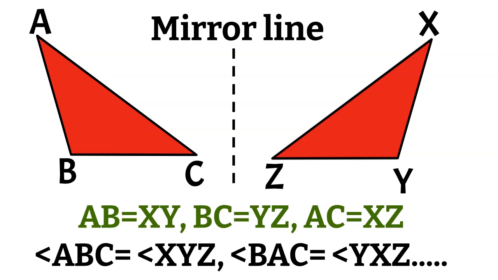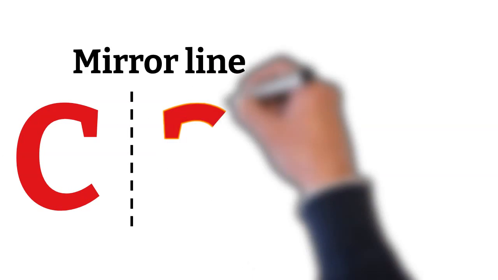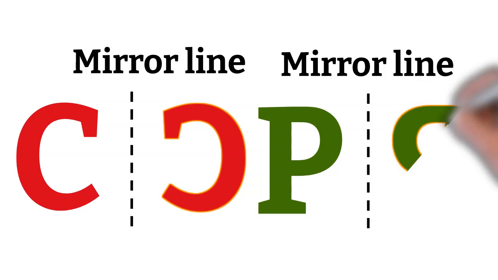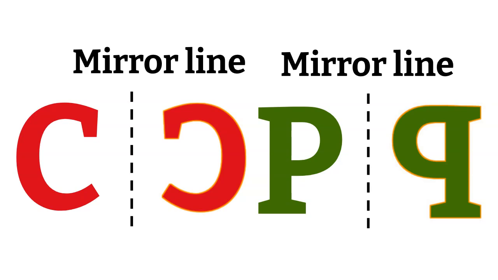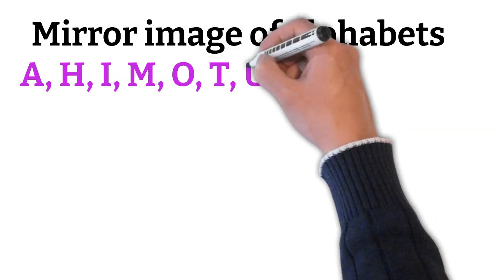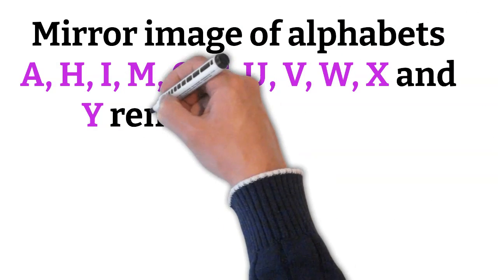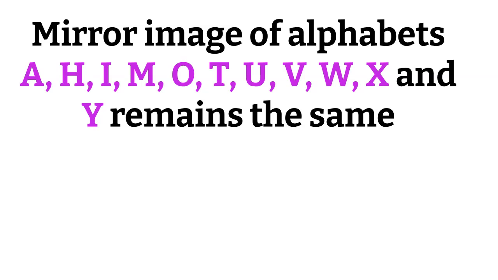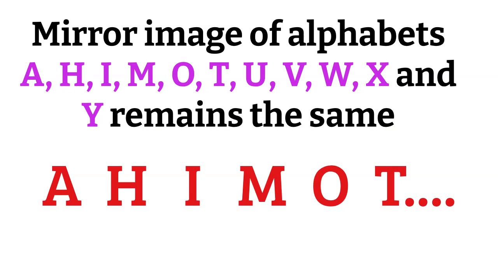However, the orientation or arrangement is opposite to that of the original one. That means the left side of a shape becomes right and the right side becomes left in the mirror image. For example, the letter C will look like this and P will look like this, as shown on the screen. However, the mirror image of the alphabets A, H, I, M, O, T, U, V, W, X and Y remains the same because they are symmetrical shapes having a line of symmetry.